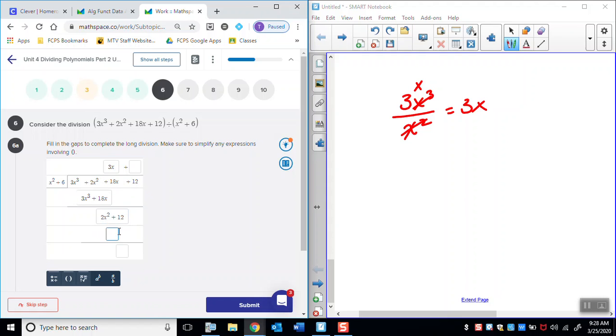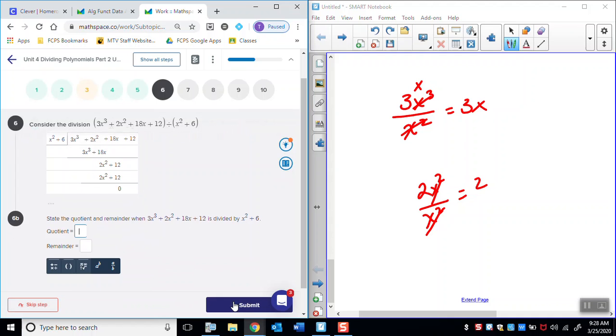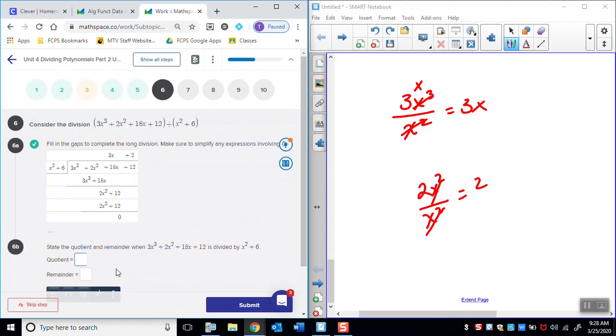So now you're looking at 2x squared divided by x squared, and these get crossed out, so you have 2 here. So that's what you're going to put up here, 2. Multiply back out, 2 times x squared, that's 2x squared. 2 times 6 is 12. When we subtract them both out from each other, you end up with a 0. So my quotient is, what was my quotient? 3x plus 2, and then my remainder was a 0.